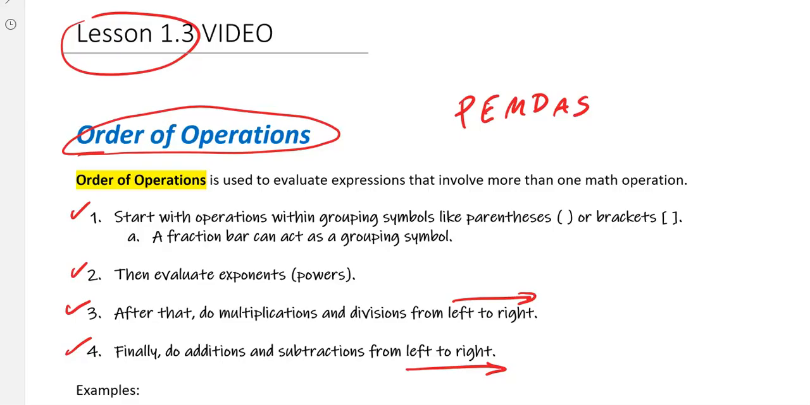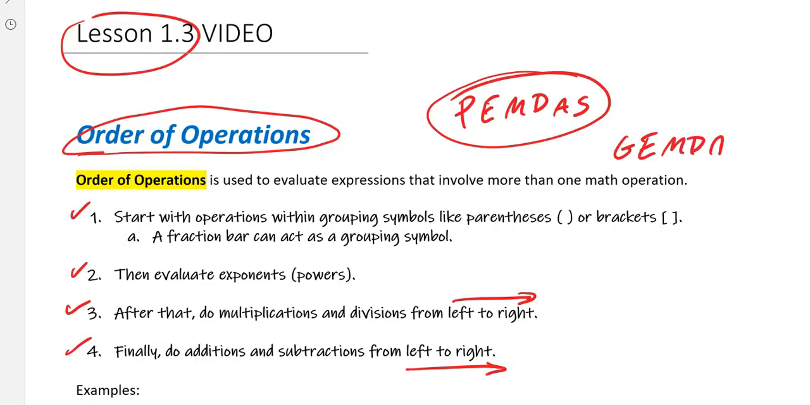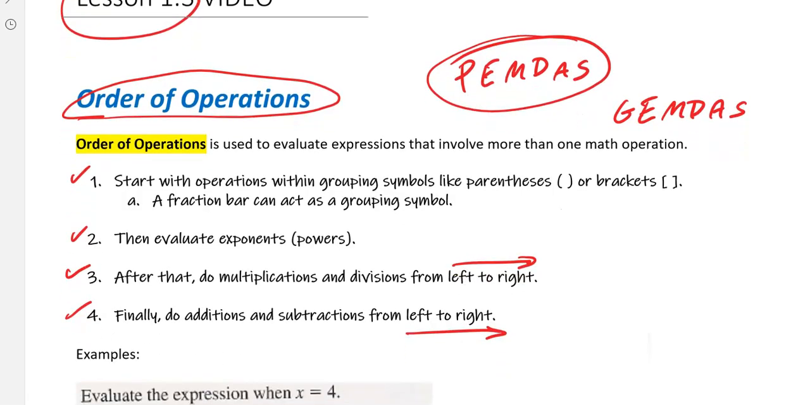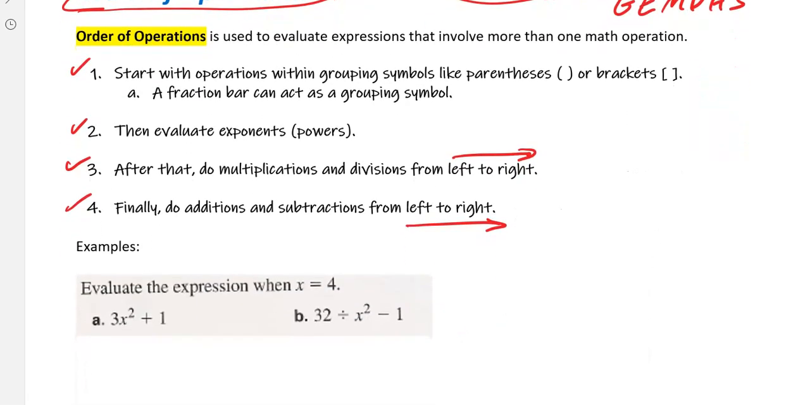Now there's a memory device. It's called a mnemonic device to help you remember PEMDAS. And it goes like this. Please excuse my dear Aunt Sally. Whoever Aunt Sally is, please excuse my dear Aunt Sally, PEMDAS. That will help you remember the order of operations. Some people would say that it's GEMDAS because the G is grouping: brackets, parentheses, and fraction bars. But let's try it out. Now that we know what we're doing, let's try it out.